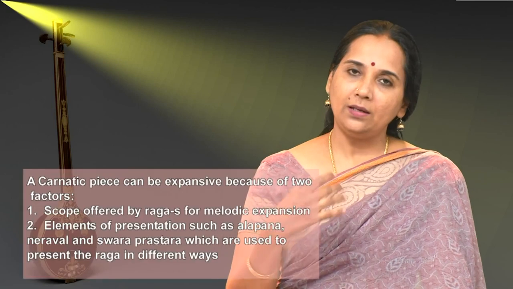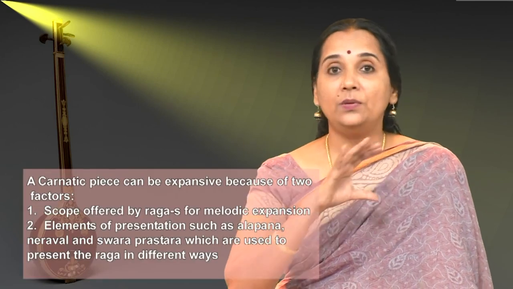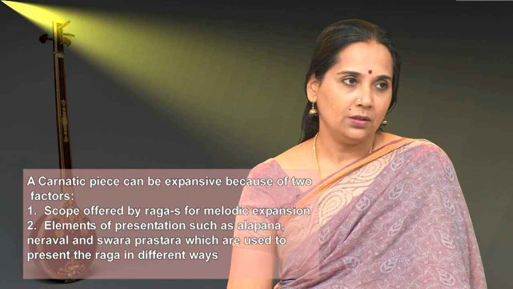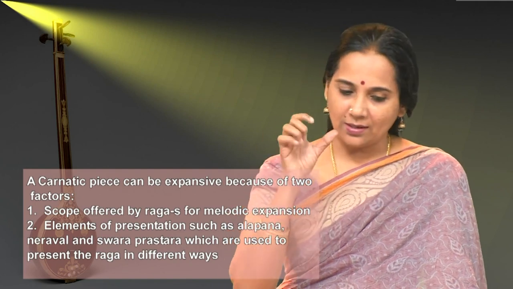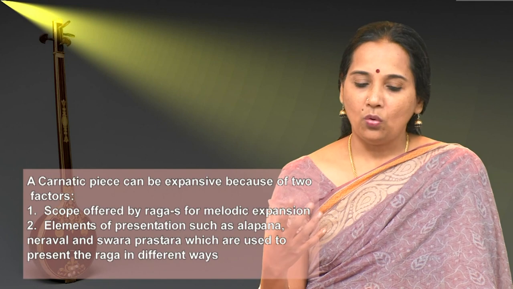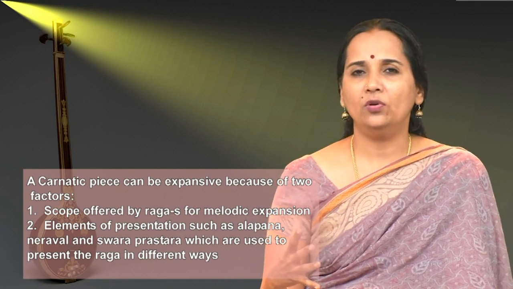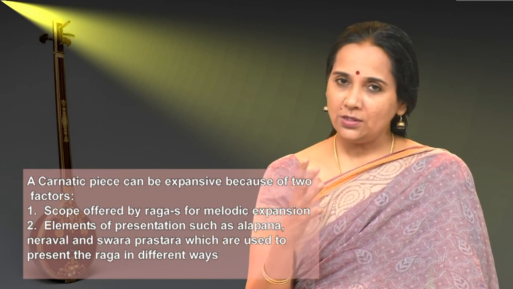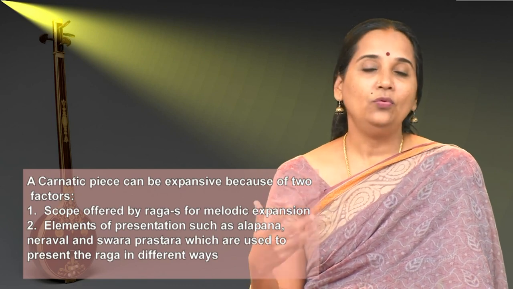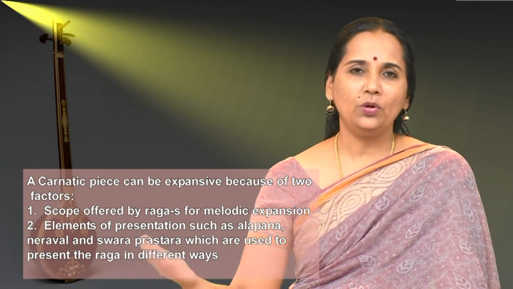Now, the answer lies in the scope offered by the raga and also the presentation format that has evolved in Carnatic music. So we have two aspects. We have the raga. Now, many core traditional Carnatic ragas offer immense scope for exploration, for build-up. Number two, the presentation of a Carnatic piece has four or five elements, and we will talk more about this later. And of these four or five elements, the composition is certainly one. The others are aspects of improvisation.